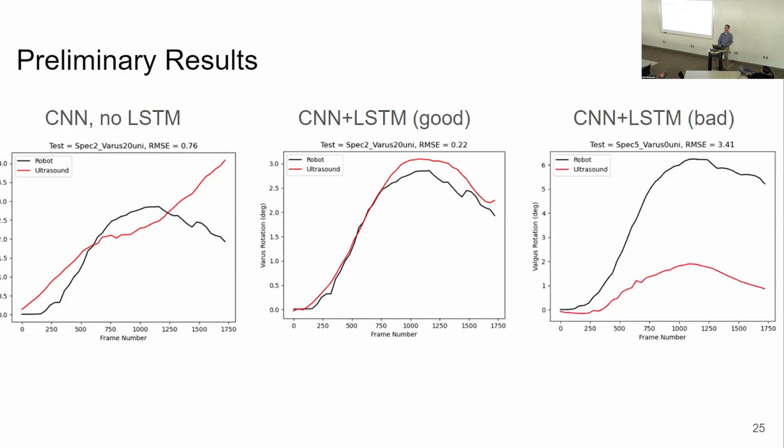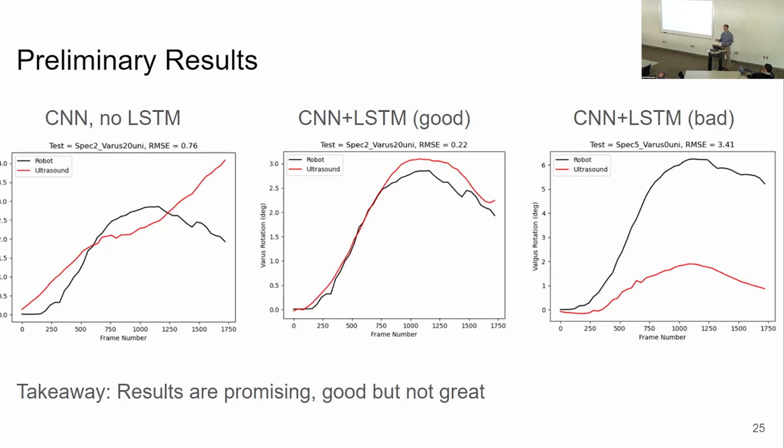But they're not all perfect. So this is a CNN LSTM that's not so good. Overall, we're happy that they all kind of follow the trend of going up and going back down, but this one just really underpredicted how much rotation was in this trial. So our overall takeaway is the results are promising and they're good, but not great.